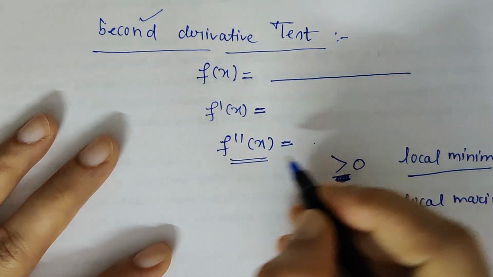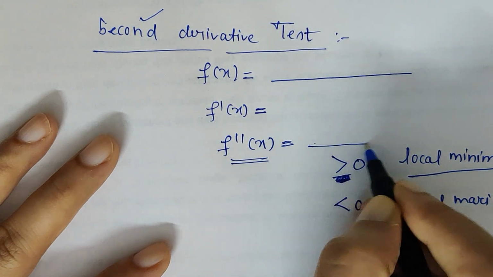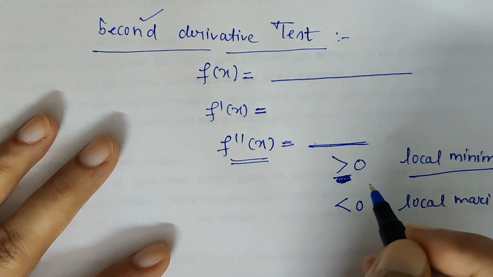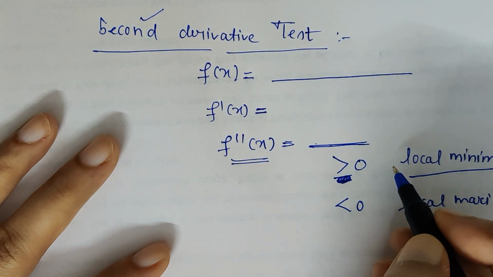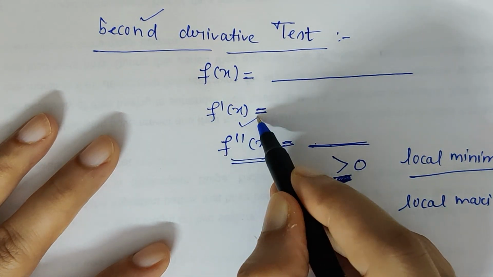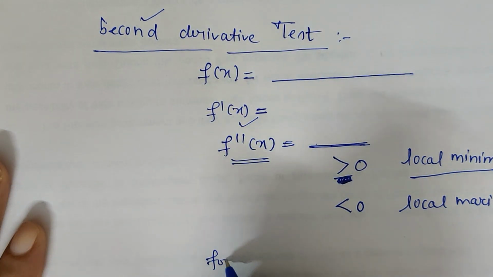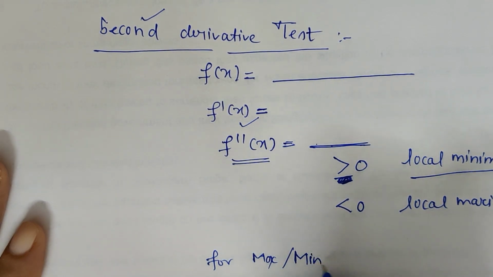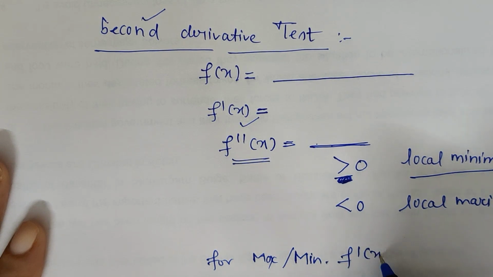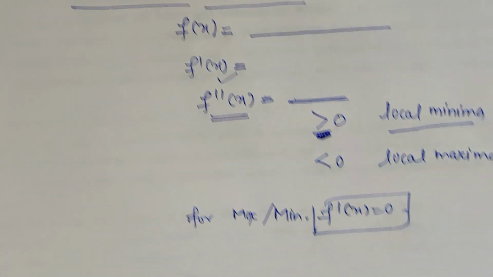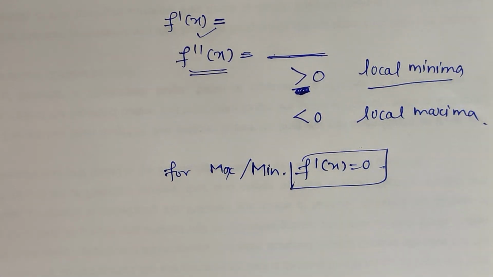Now just imagine the second derivative also has some x variable. In that case, what do we have to do, and how will we decide? In that case we will find the critical points by equating f dash x to 0. So for maxima or minima, we compare the once-differentiated function with 0, which will give us critical points. It may be 1 critical point or 2 critical points.